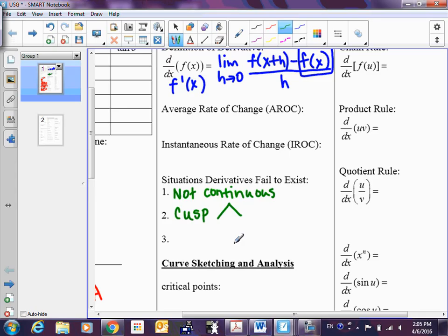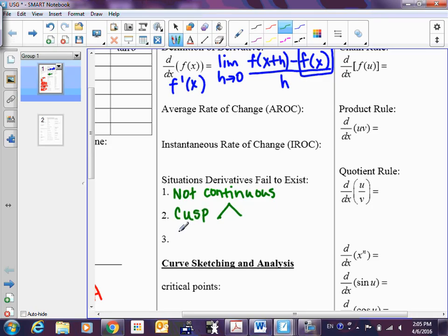Okay, look at what's happening right there at that cusp. The slope doesn't change gradually. Look at the slope. It's one thing, and then drastically in a split second, it changes to something else. Okay, so that's not differentiable.